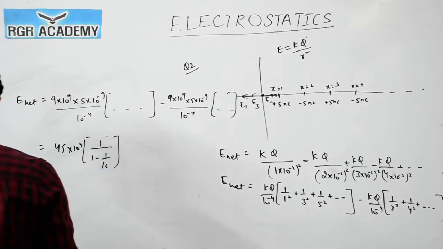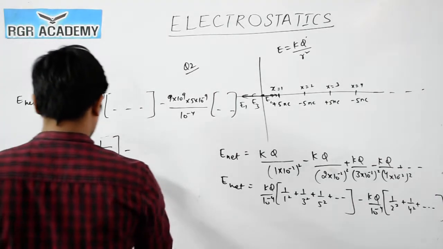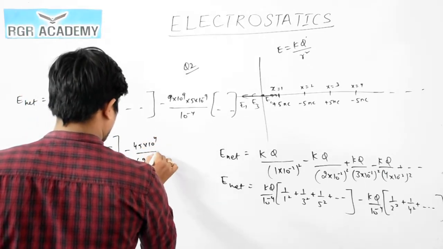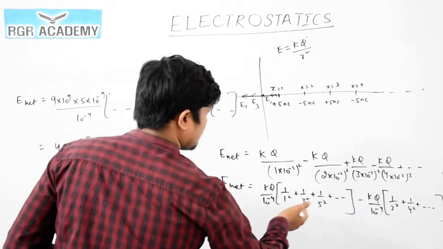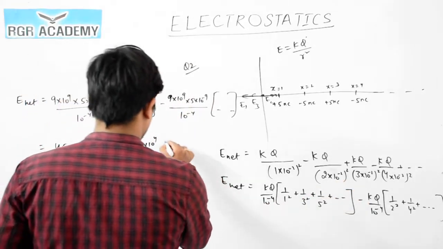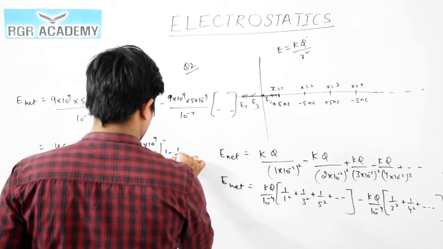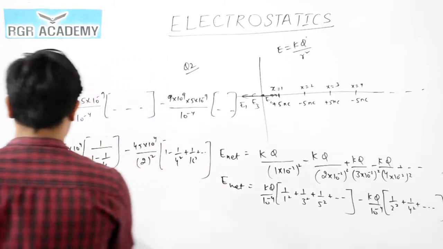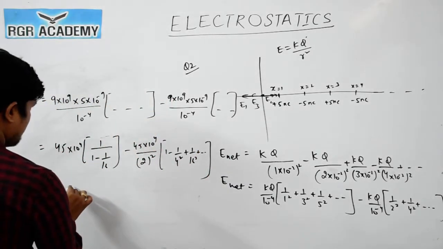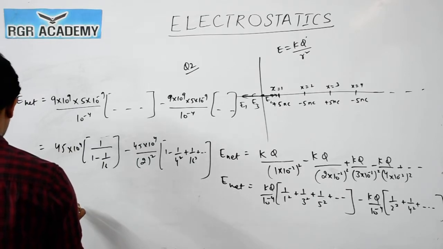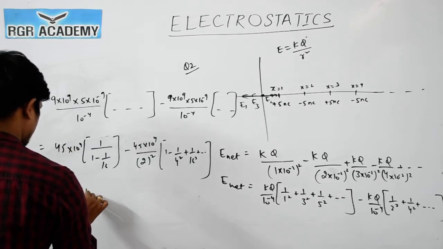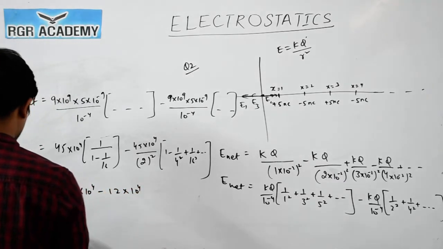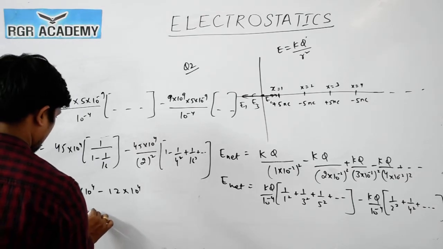So what answer you will get? Minus 45 into 10 to the power 4 divided by 2 square. 2 I will take common. So what you will get? 1 minus 1 by 4 square plus 1 by 16 square, and so on. So after solving this, final answer I am writing down. We can solve this one. So this will be equals to 48 into 10 to the power 4 minus 12 into 10 to the power 4. Clear? So answer is 36 into 10 to the power 4 Newton per Coulomb.